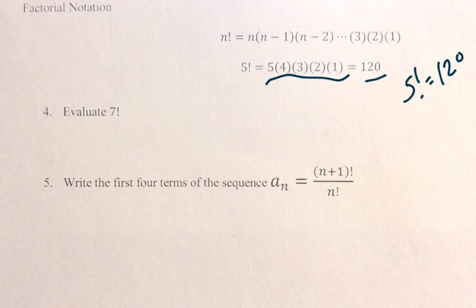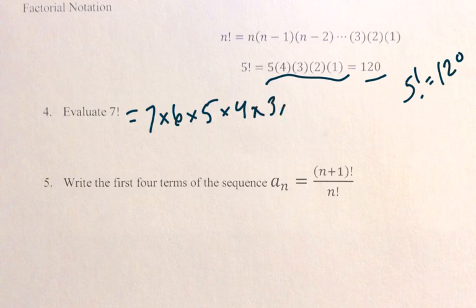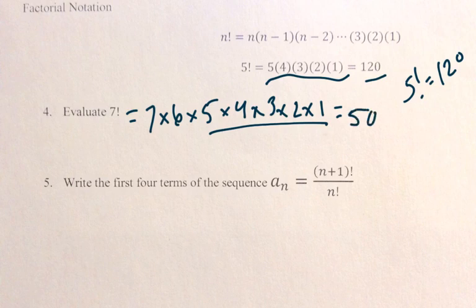So if I'm going to evaluate 7 factorial, we're going to get 7 times 6 times 5 times 4 times 3 times 2 times 1. If you think about it, 5 factorial was 120. So we're essentially taking that and multiplying that times 6 and times 7. When we do that, we get 5,040.